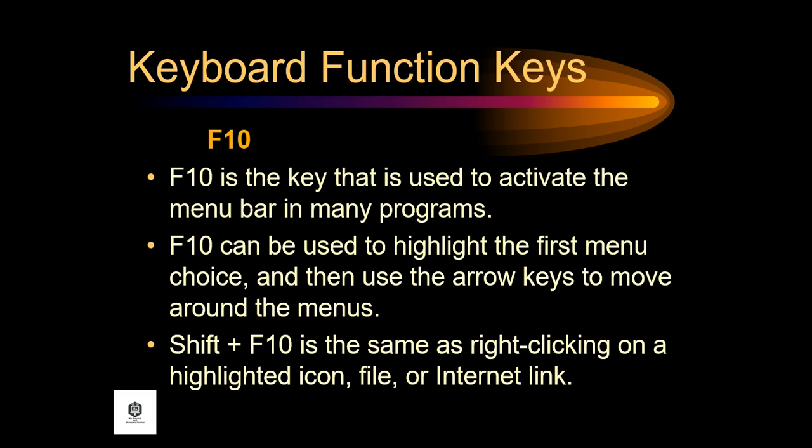F10. F10 is the key that is used to activate the menu bar in many programs. F10 can be used to highlight the first menu choice and then use the arrow keys to move around the menus. Shift F10 is the same as right-clicking on a highlighted icon, file, or internet link.